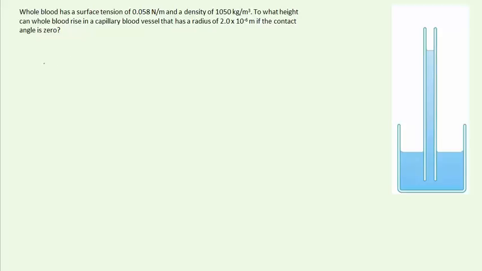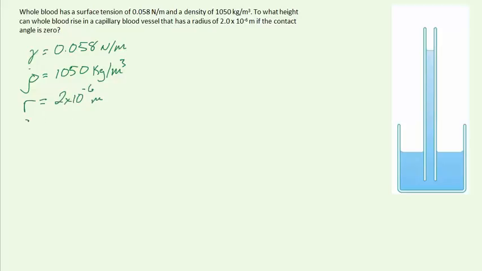So if we summarize the information we're given, the surface tension is equal to 0.058 newtons per meter, with a density of the fluid being 1050 kilograms per meter cubed, while the radius of the capillary blood vessel is equal to 2 times 10 to the negative 6 meters, and the contact angle is equal to 0. We're asked to solve for the height that the fluid rises.